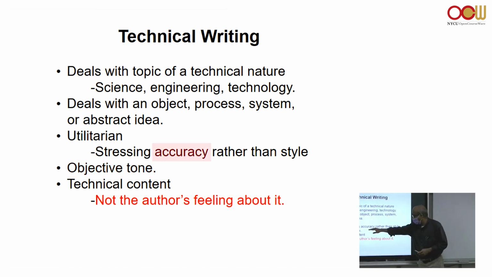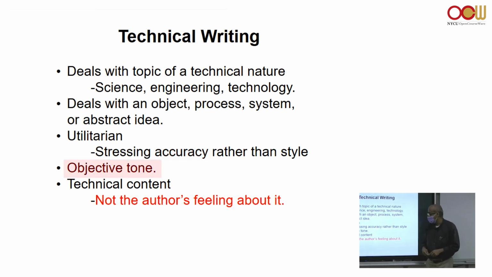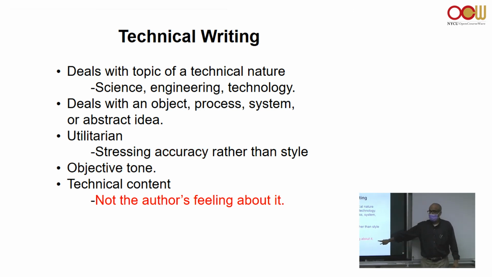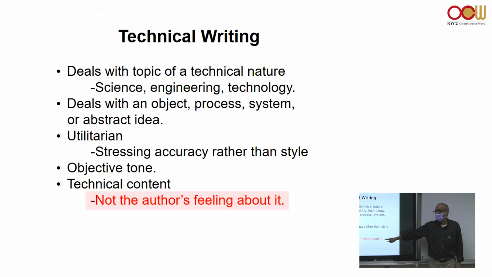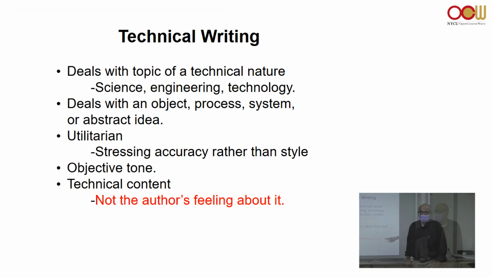And accuracy is what is required. I don't need this. You need the data and it should be accurate. And objective tone, as I said. And when you write science, you are not writing your feeling. You are writing about the data. What do I mean? This is not easy to understand.